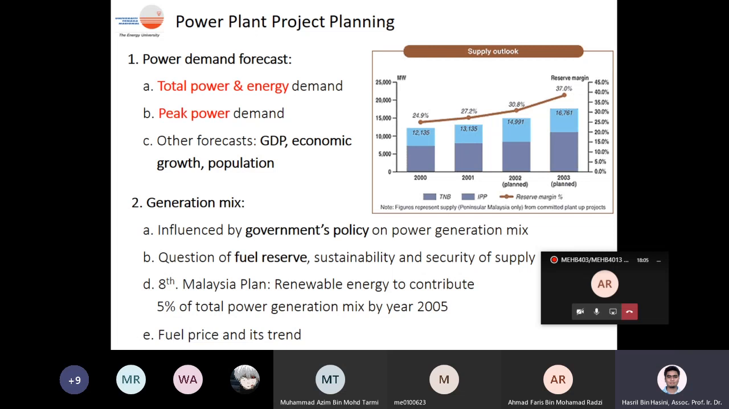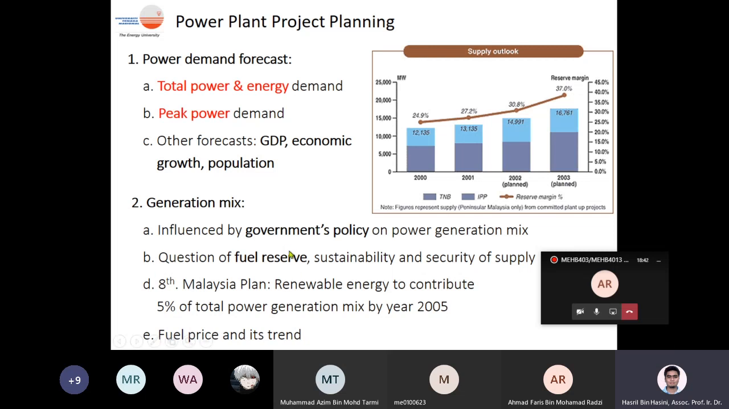Then we have to look at the generation mix. This is related to the type of fuel that we are currently using. Whether our power generation is done through hydro, natural gas, combined cycle or single cycle, whether we depend very much on coal, and also renewable energy. The power generation mix is also influenced by government policy. It is the government who decides what fuel we want to use to produce our electricity for the next 5 or 10 years.